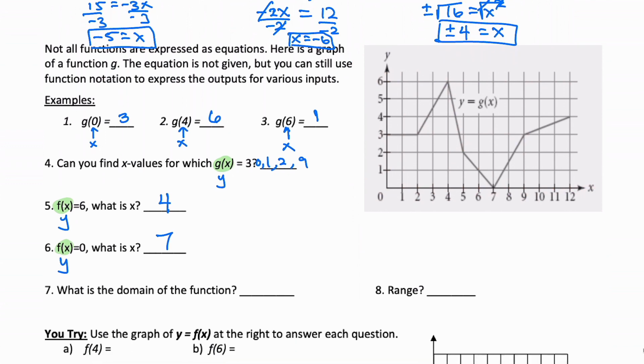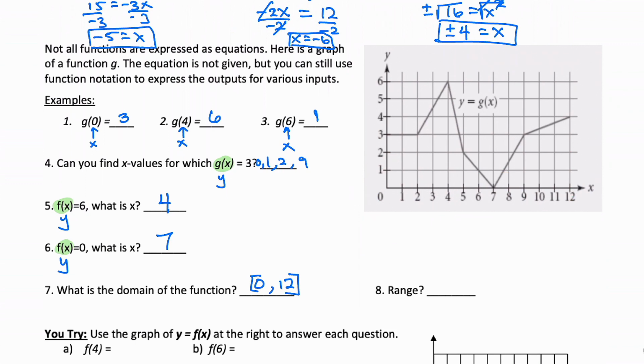What is the domain of the function and what is the range of the function? Domain means how far to the left and to the right does it go? Domain is your x values, your inputs. So the furthest to the left that my graph goes is right here at 0. And the furthest to the right my graph goes is right here at 12. And notice that 0 and 12 are part of your graph. So we're going to write the interval from 0 to 12. And because it was on my graph, I'm going to put brackets on them.